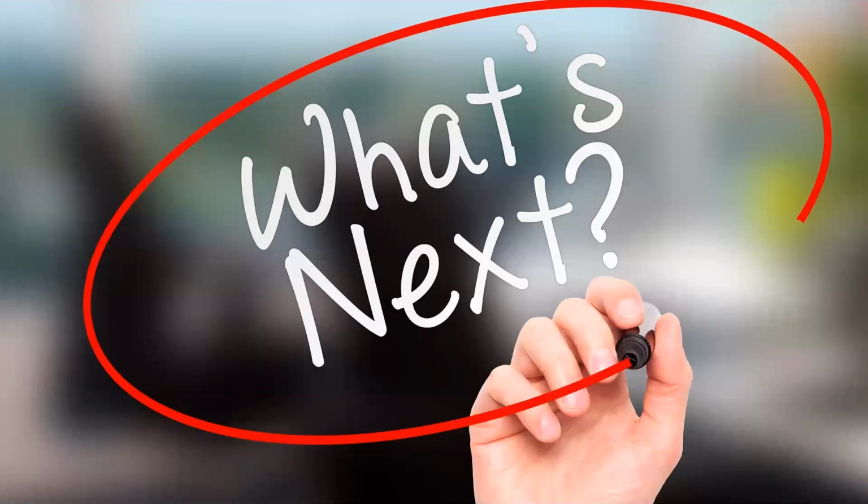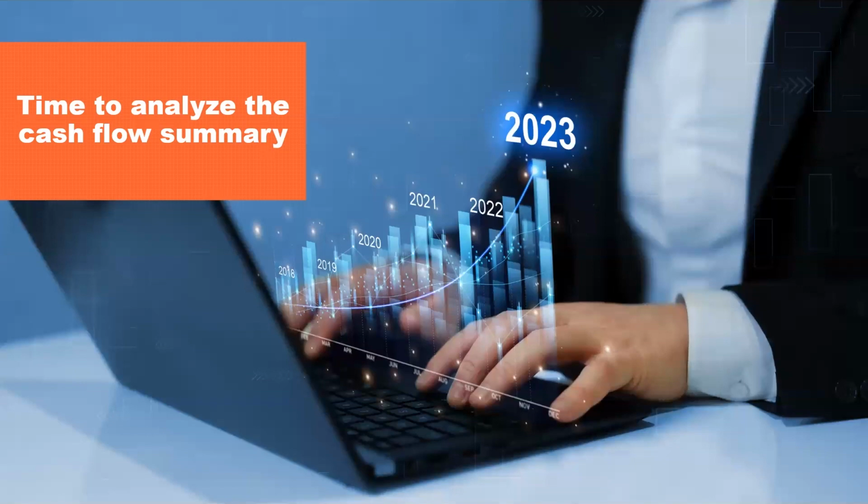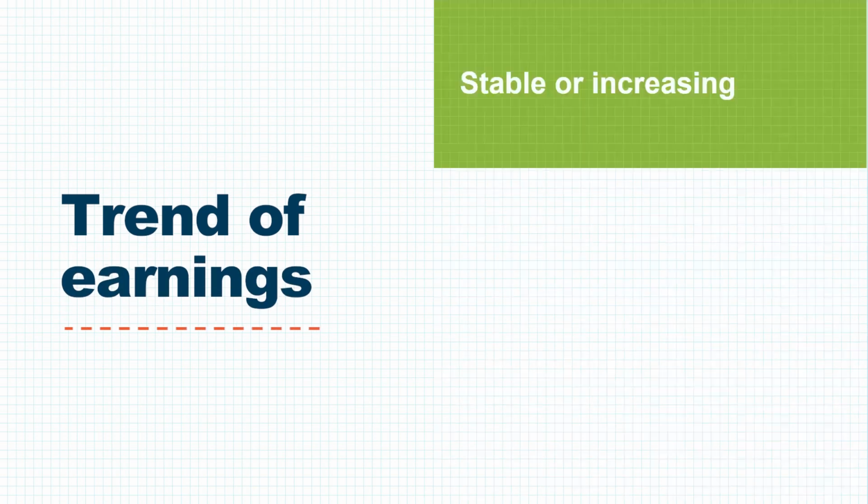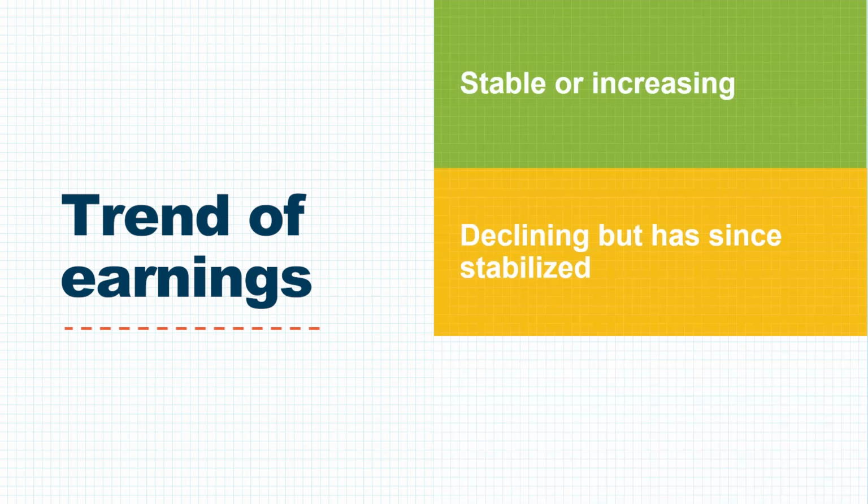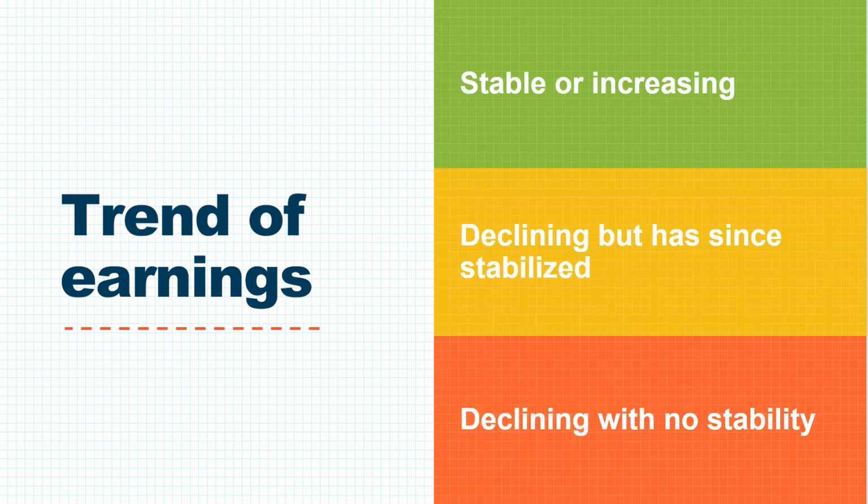Cash flowing is now complete. What's next? Now it's time to analyze the cash flow summary. In order to assess the stability of income, you need to look at the overall trend of the income. Is the trend in the amount of income stable or increasing, or has the trend in income declined but has since stabilized, or is the trend declining and the borrower has not been able to prove stability?